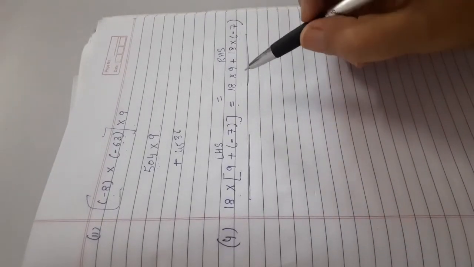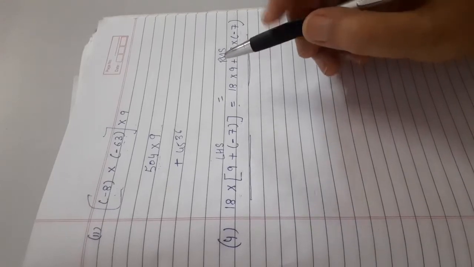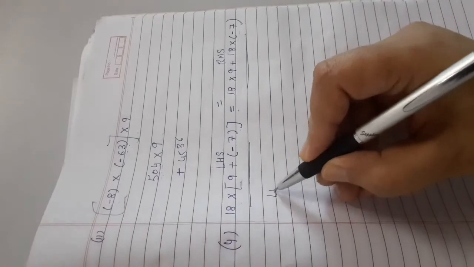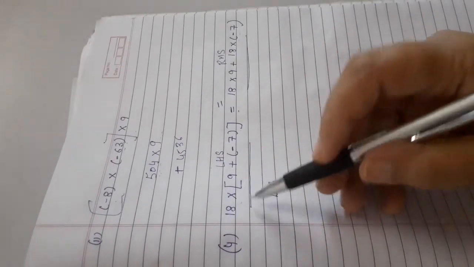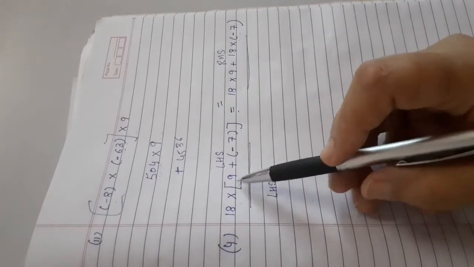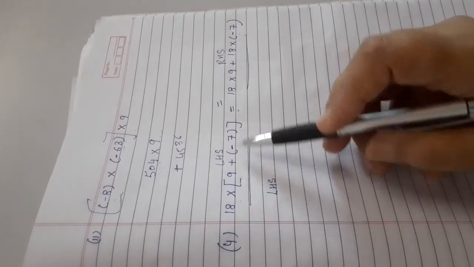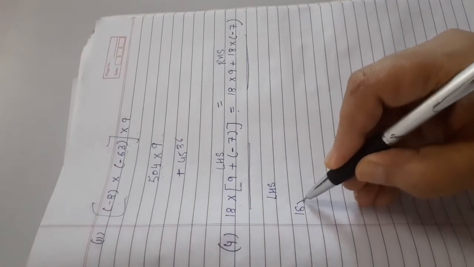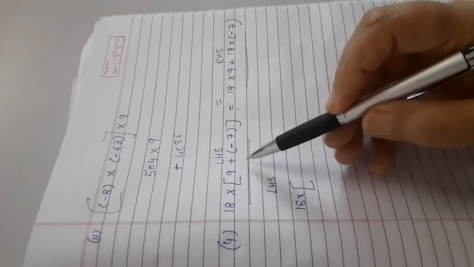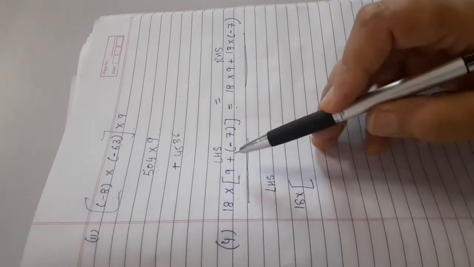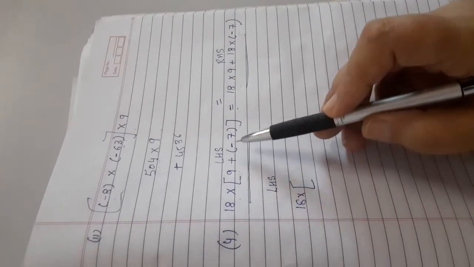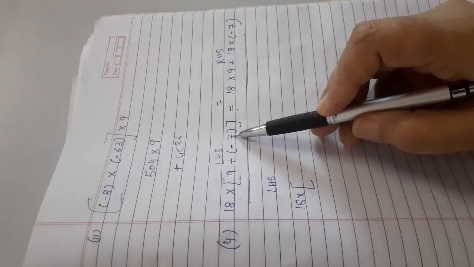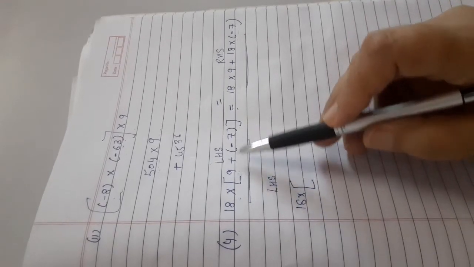So what I will do is I will solve first the left hand side and see what answer I get. So when you solve it first, as you know that there are brackets, we have to solve the brackets first. So 18 into, inside this bracket you can see it's 9, I have to add to minus 7. So here again you have to remember the rules that you have learned for the addition of integers.